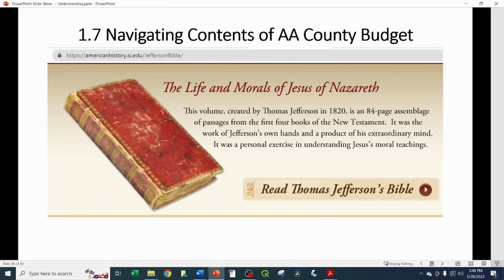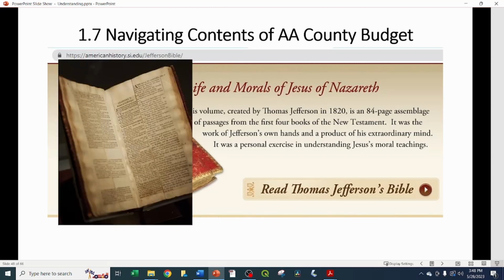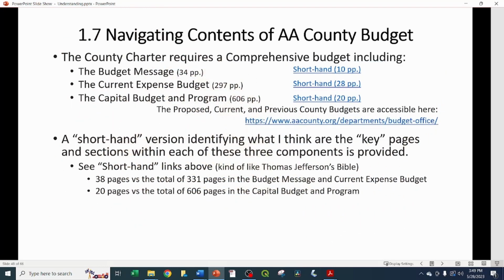Some of you may be aware of Thomas Jefferson's customized Bible, created by his careful cutting and pasting of just the sections he wanted to focus on. It ended up being an 84-page document. I mention this only because that's the purpose of these shorthand versions. There's a link to a separate PDF file with a compilation of these pages. I'll review each of these in turn. Bottom line is, if you understand these, you pretty much understand the whole thing and are enabled to drill down if you want more.